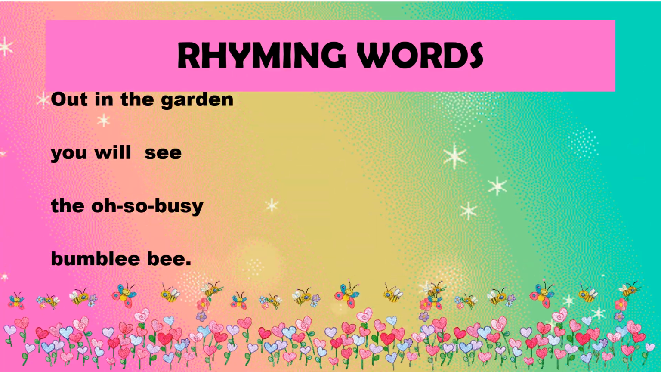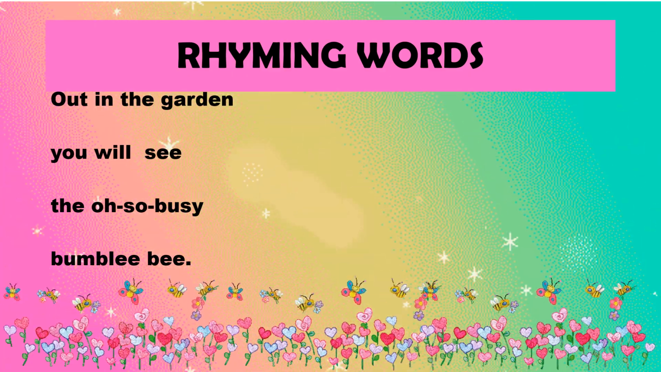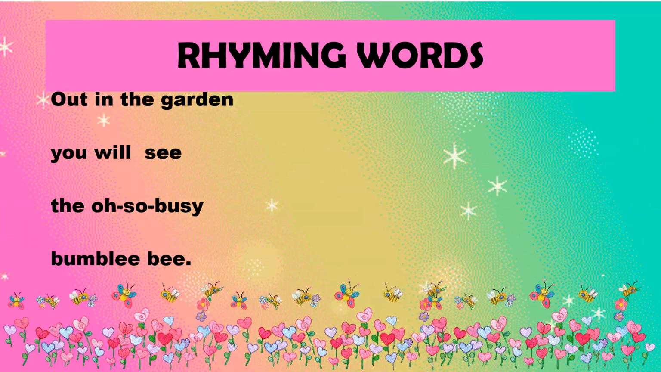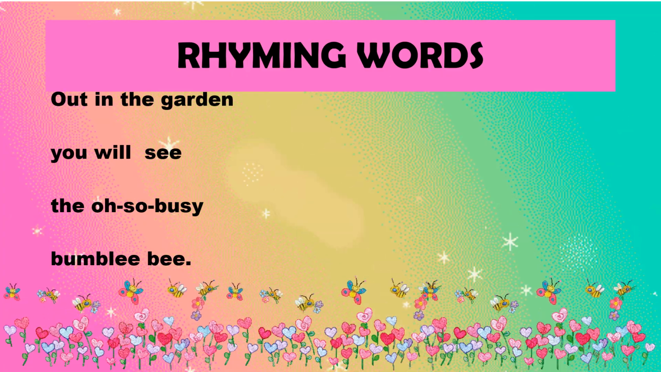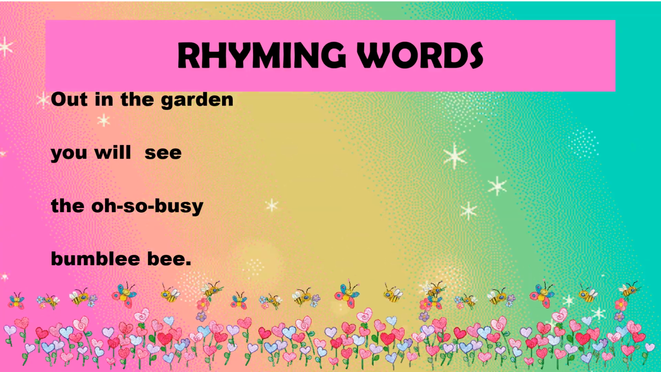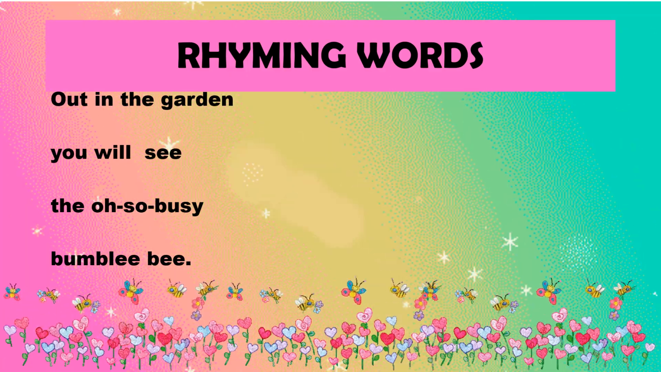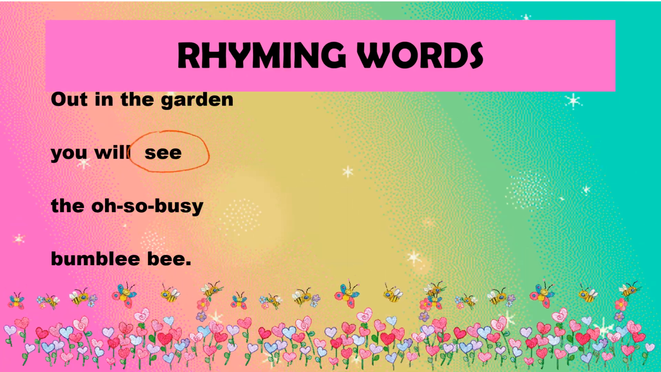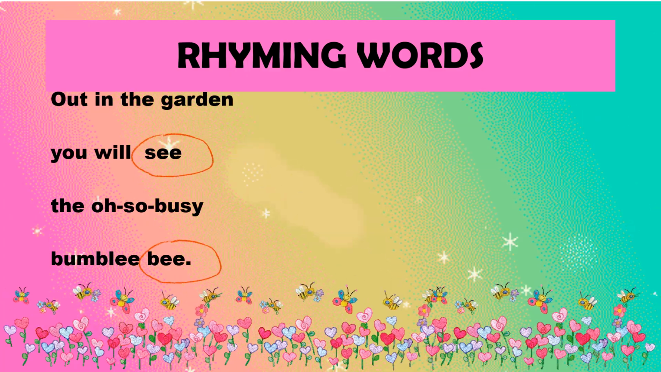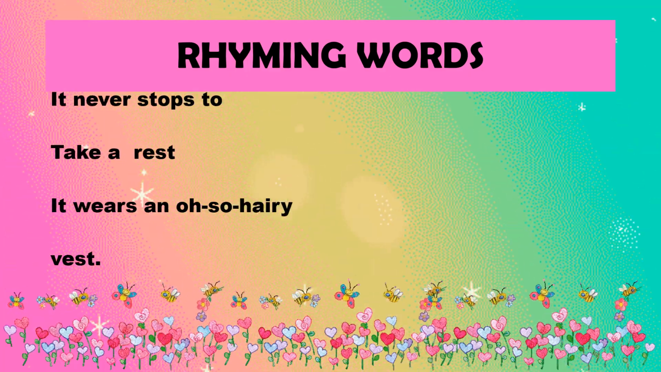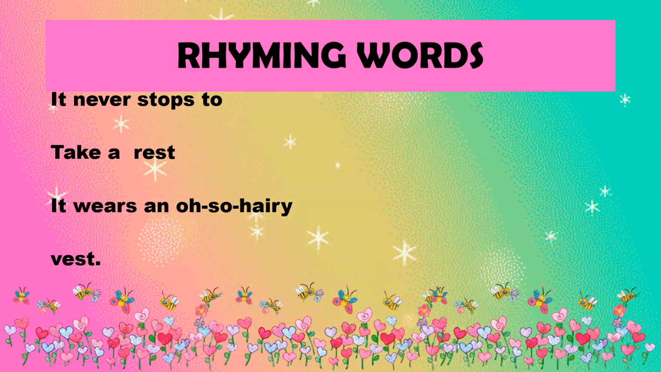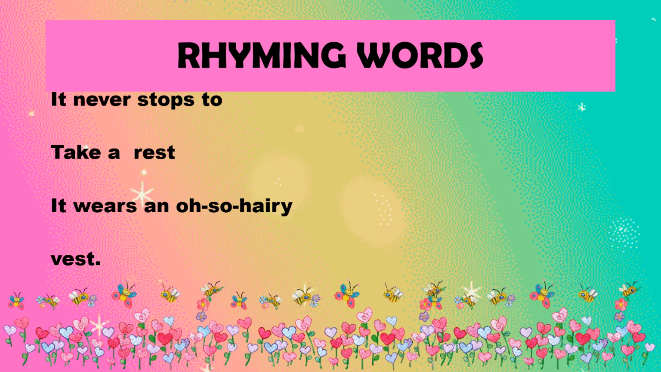Okay, so look at the first stanza of the poem. Out in the garden you will see the oh so busy bumblebee. So, what are the rhyming words found in the first stanza of this poem? Can you guess? Yes, the words are see and bee. Correct. Okay, now look at the second stanza. What are the words that rhyme? Okay, can you guess first?